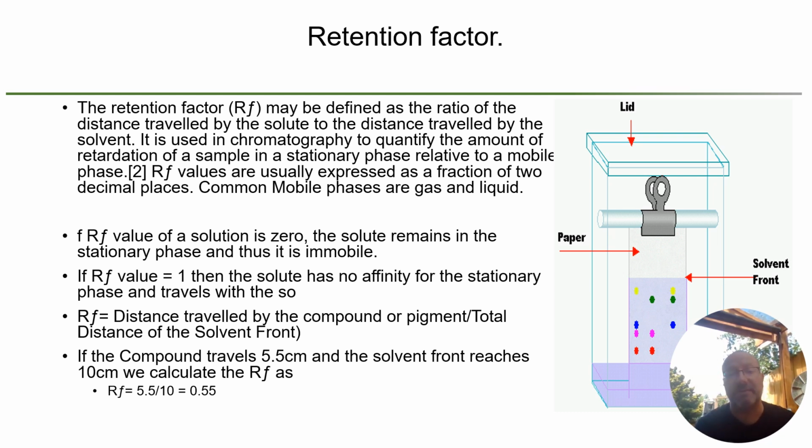The calculation is right here at the bottom. Basically, we've got the RF defined. Here is the distance traveled by the compound over the total distance of the solvent front. So it's going to be the distance of one of these pigments divided by the distance of the solvent front. So here is an example of a calculation. For your reference, we will be calculating the distance moved and the retention factor of all of our pigments today.